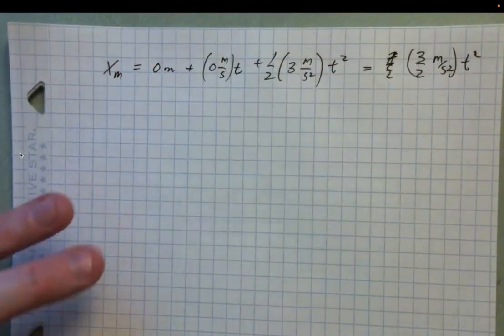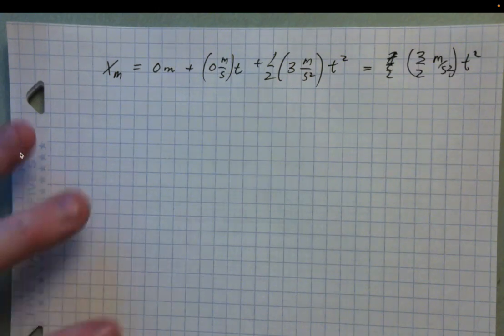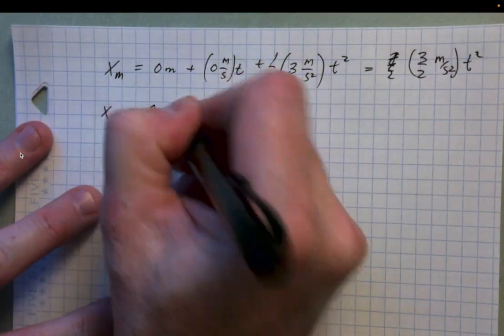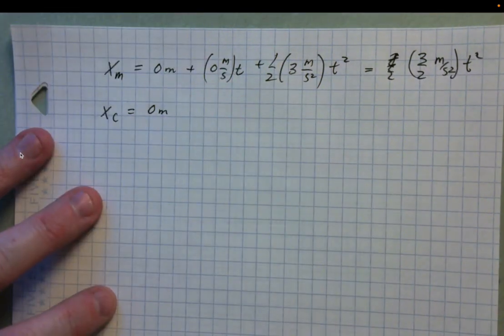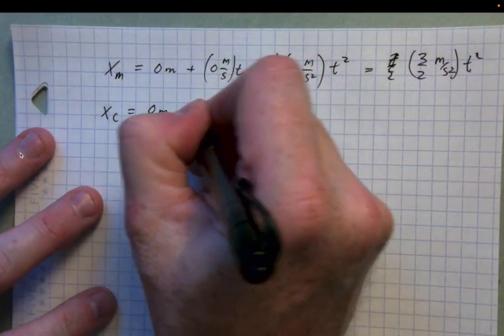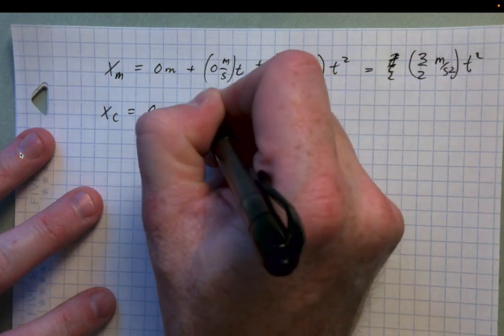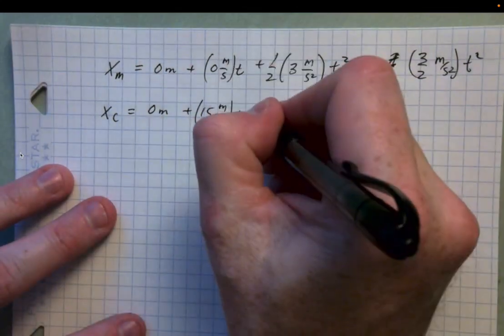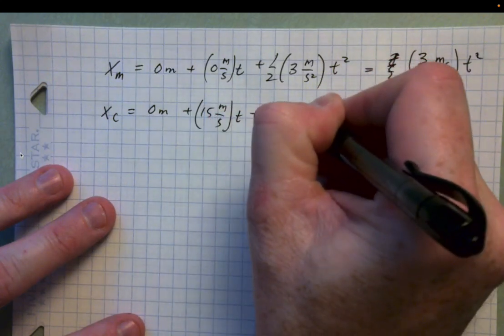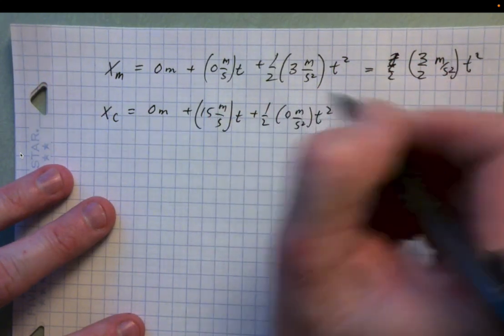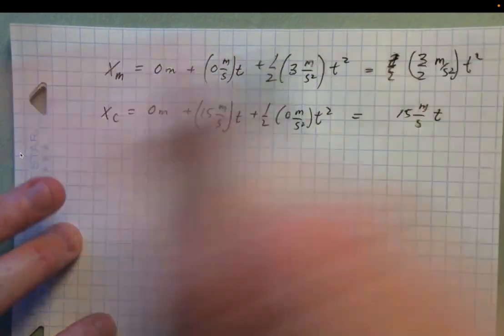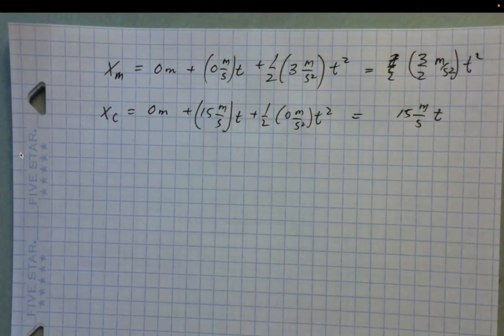Okay, so that's the whole expression for the motorcycle's position. Now what about the car? The car again starts at 0 meters. That's where we just start. We start our axis system at the corner, right? So 0 meters plus 15 meters per second, right? It has an initial velocity. But the car has no acceleration, so this would be plus 1/2 0 meters per second squared times t squared. So this simplifies down to just 15 meters per second times t. Right, so both of them just boil down to a single term.